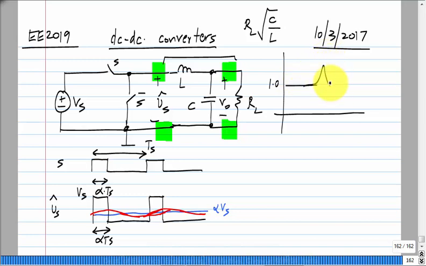Now this will have some peaking, and eventually it will fall off as minus 40 dB per decade. Okay. So, that is the transfer function of the LC circuit by itself between the marked input and output.